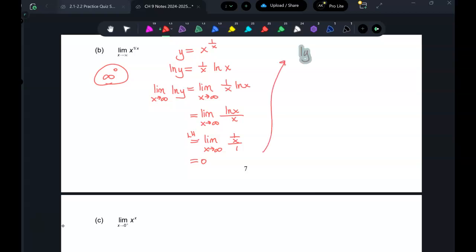Will I ever get like 6 or 7 for one of these? Will I always get like e or 0 or infinity? If there's a constant somewhere, you could. So what's y equal to? 1. So therefore, the limit as x approaches infinity of x.